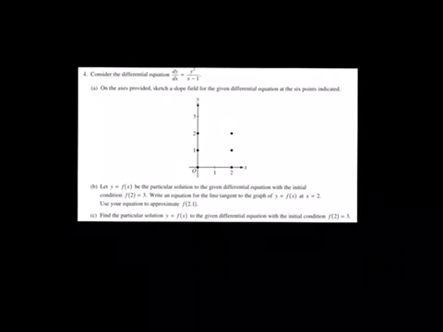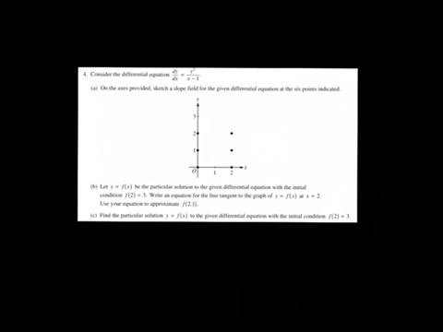B is asking, let y equal f of x be the particular solution to the given differential equation with its initial condition f of 2 is equal to 3. Write an equation for the line tangent to the graph of y equals f of x at x equals 2. Use your equation to approximate f of 2.1. And finally, C is asking to find the particular solution y equals f of x to the given differential equation with the initial condition f of 2 equals 3.